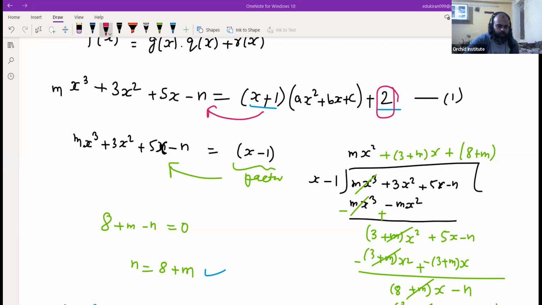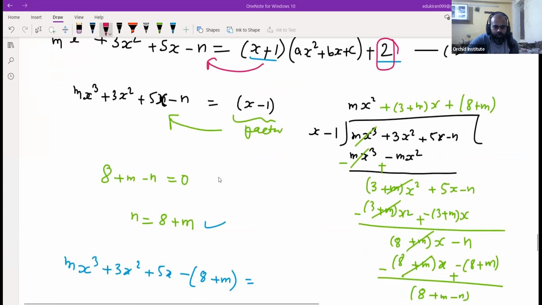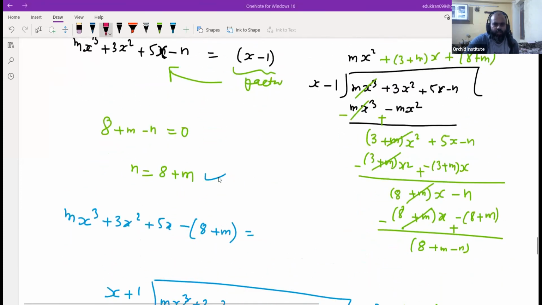So how do we get 8 plus m minus n equals 0? x minus 1 is a factor now, so its remainder will be 0. Whatever remainder we are getting is 0. Factor means something which completely divides.